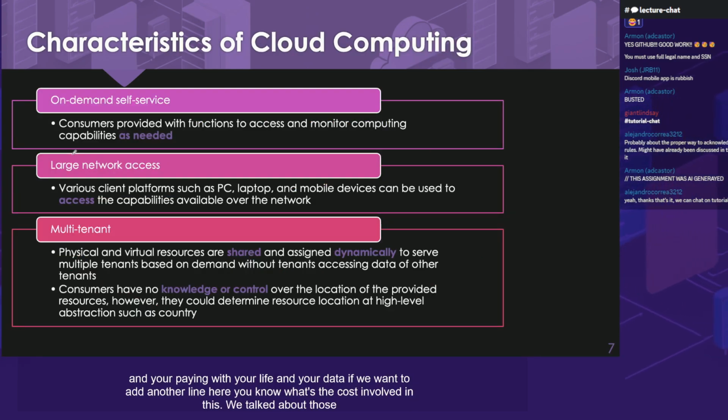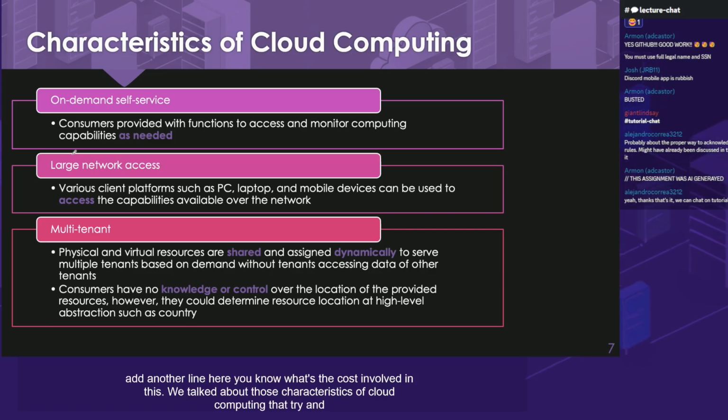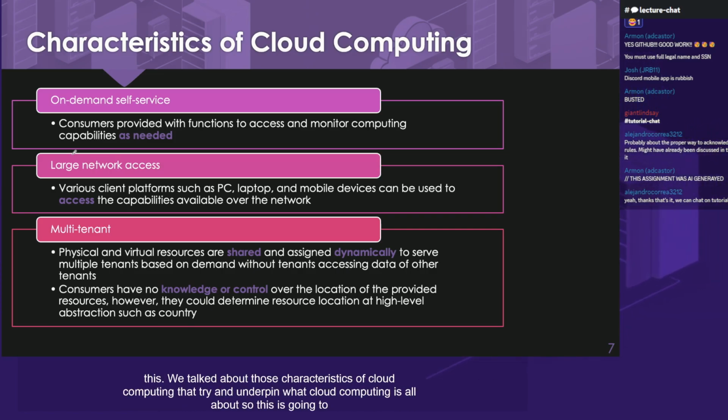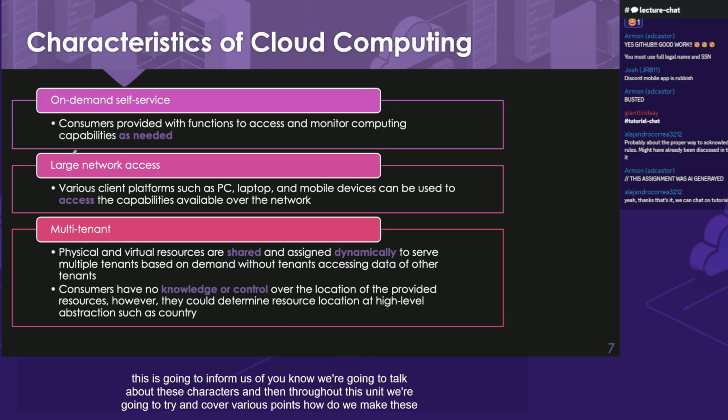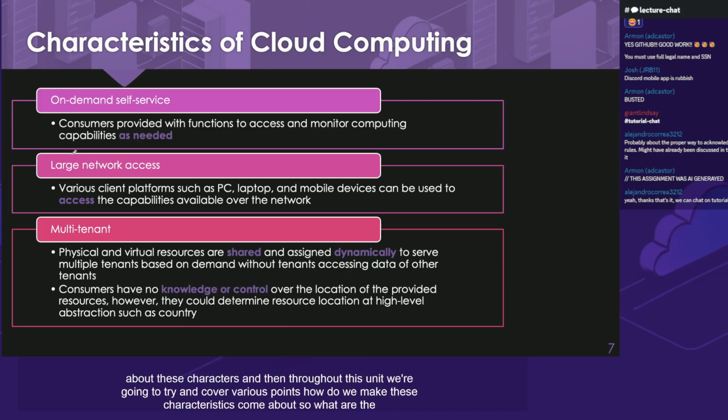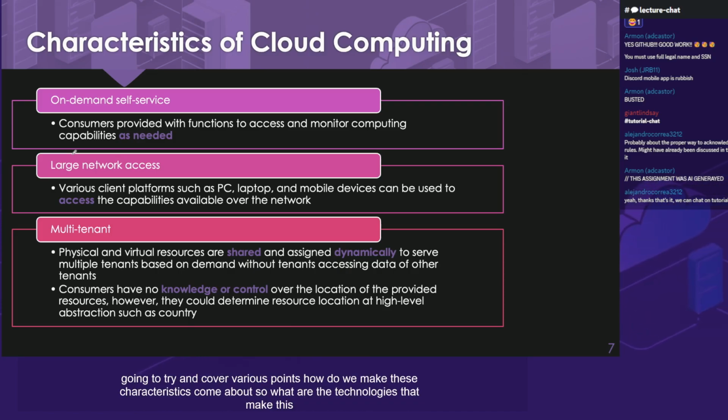We talked about those characteristics of cloud computing that try and underpin what cloud computing is all about. So this is going to inform us of, we're going to talk about these characteristics, and then throughout this unit, we're going to try and cover at various points, how do we make these characteristics come about? So what are the technologies that make this happen?